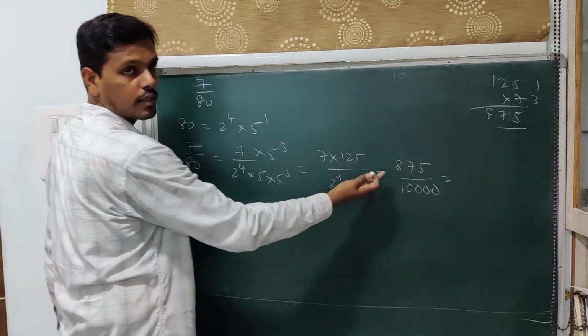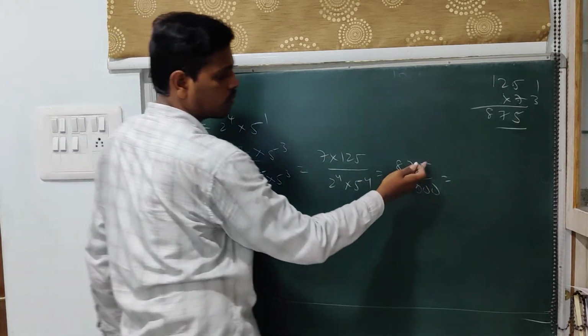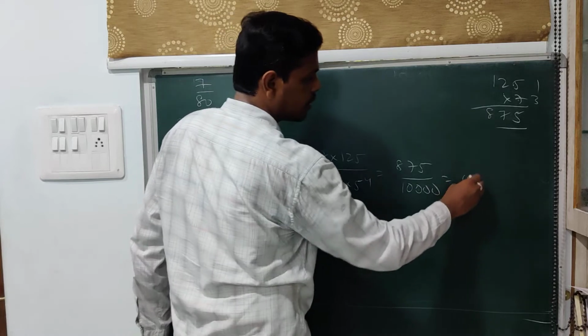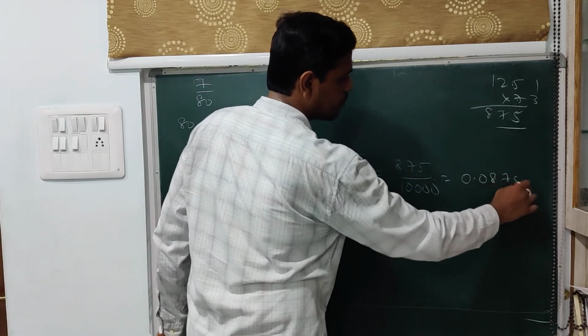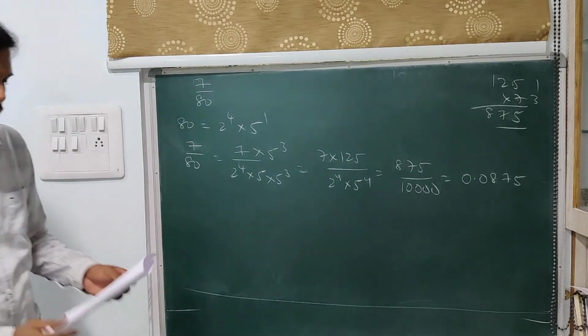So count the digits from right to left. 1, 2, 3, 4. So 1, 2, 3, you put a point over here. So 0.0875. So this is the way to go about.